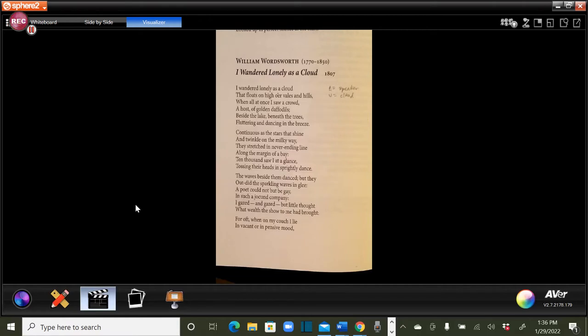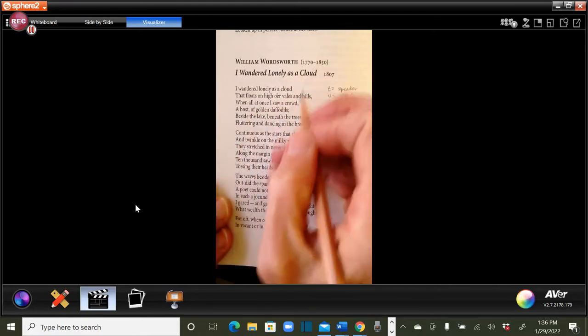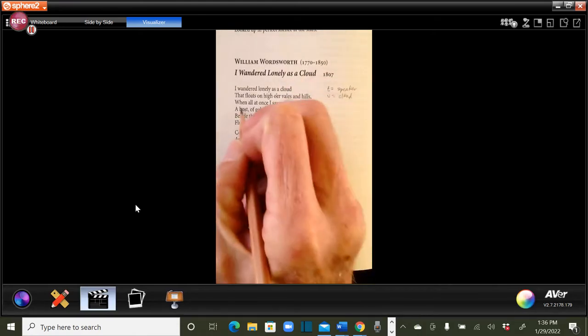And so maybe this wandering could be something like a metaphor for his life, but we'll just stay semi-concrete here and talk about the fact that here's this dude out in the country, and what does he see? A crowd, a host of golden daffodils. Okay, so what he's done now, this crowd and the host.